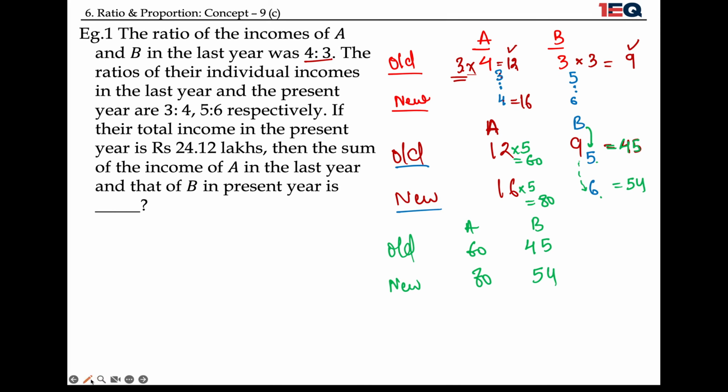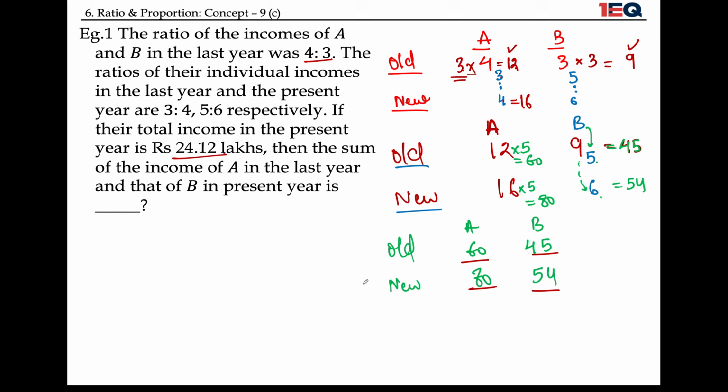Now, these terms which I have with me, A is to B, A old is to A new, and B old is to B new, are again not absolute terms. These are still in ratio. Keep this in mind that they are still in ratio. Moving ahead to this point, that the total income of the present year is 2412.